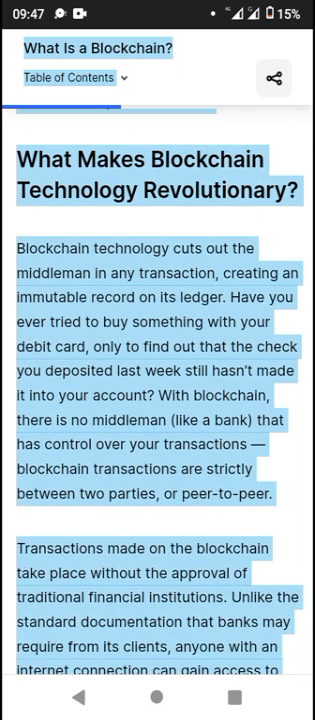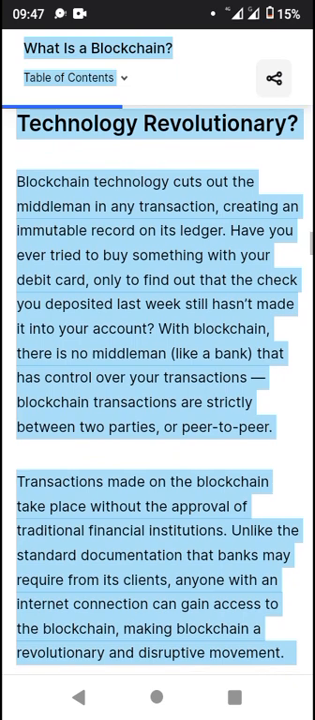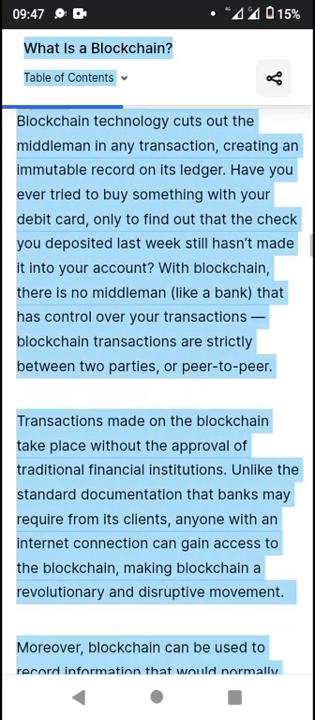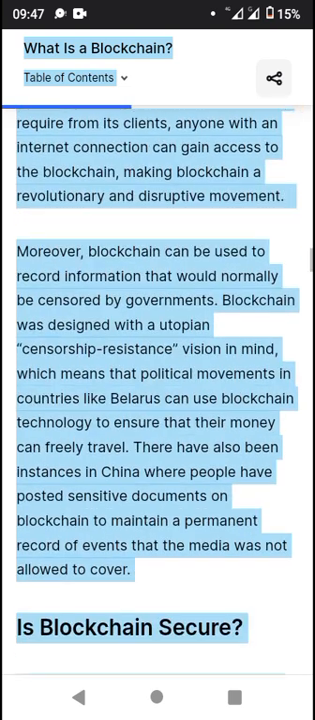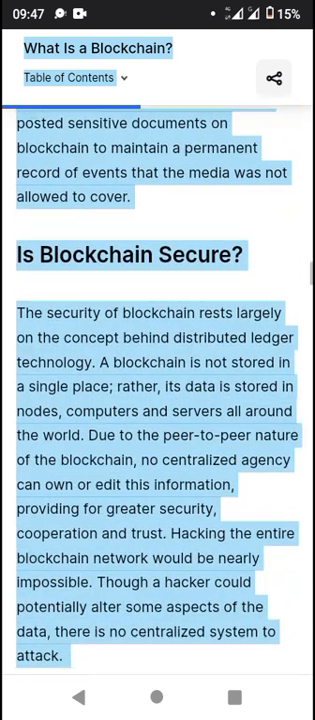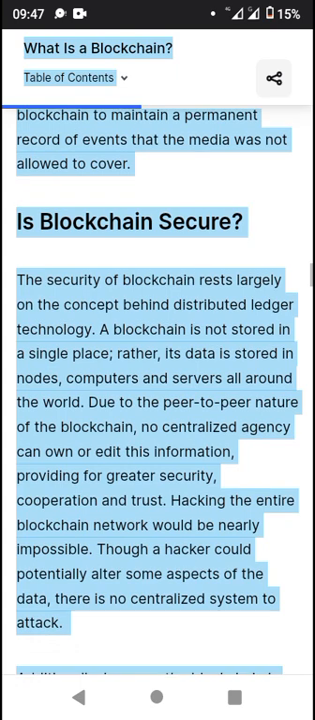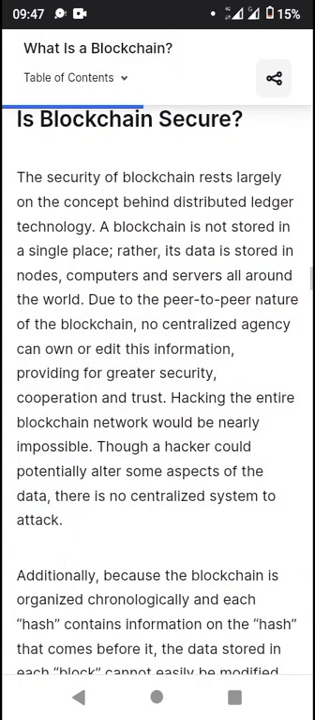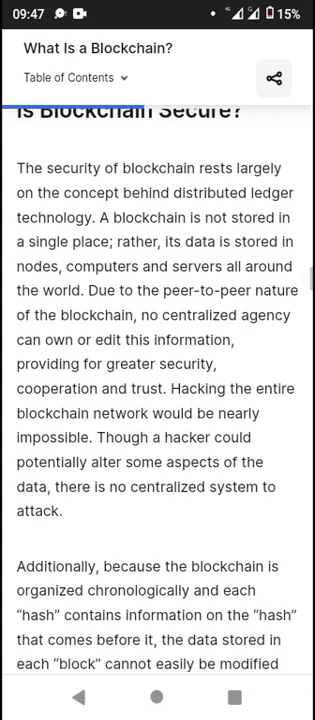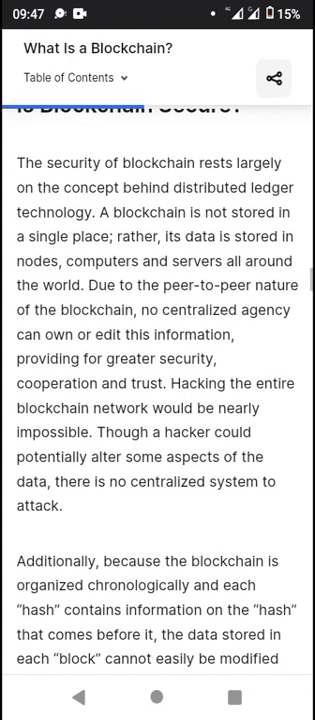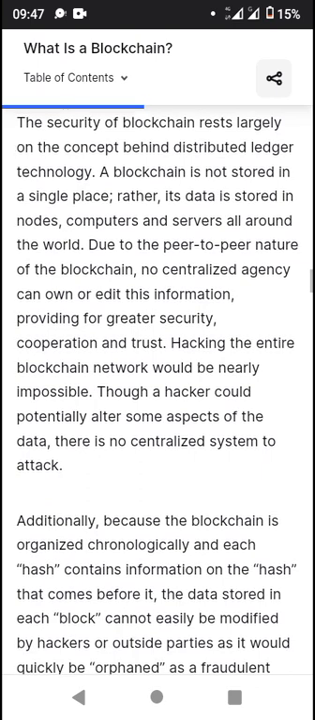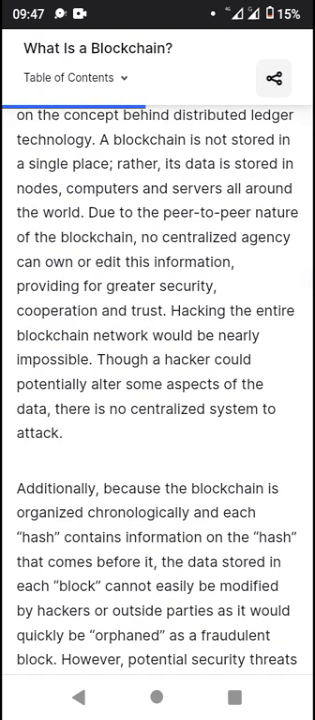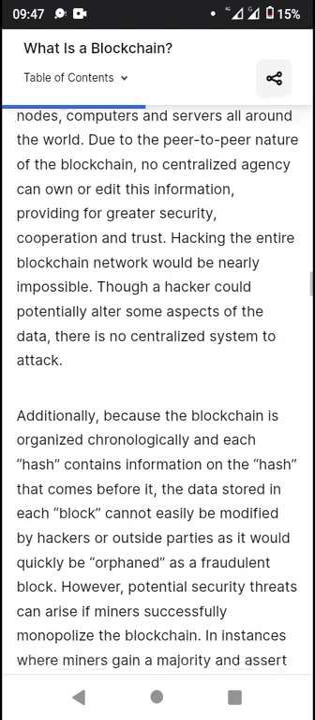Looking at what makes blockchain technology revolutionary: it cuts out the middleman in any transaction, creating an immutable record on its ledger. This is one of the major things that makes it unique and revolutionary. The security of the blockchain rests largely on the concept behind a distributed ledger. Blockchain is not stored in a single place; rather, its data is stored in nodes, computers, and servers. Due to the peer-to-peer nature of the blockchain, no centralized agency can own or edit this information, providing for greater security and more.